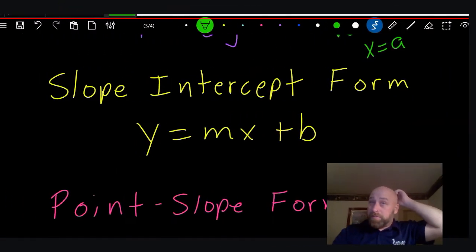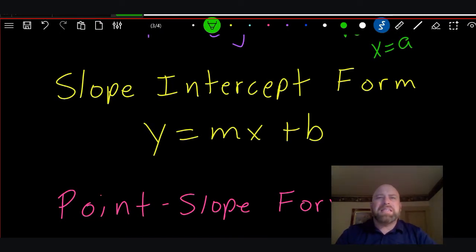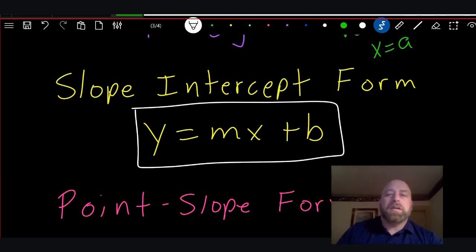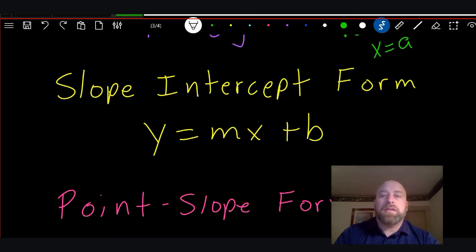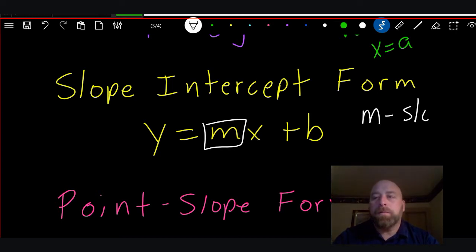All right, the next thing is slope-intercept form, and this is in your book on page 163. You probably recall this from last year in Algebra 1, but in slope-intercept form, we have y equals mx plus b. We have to remember some things about this, or else we're not going to know how to handle this. Remember, the m is our slope, and the b is our y-intercept.